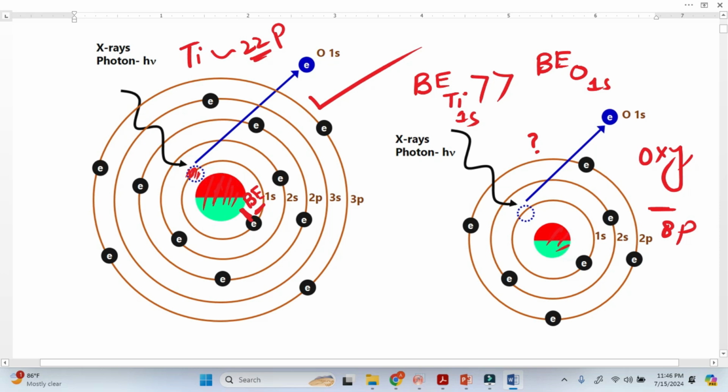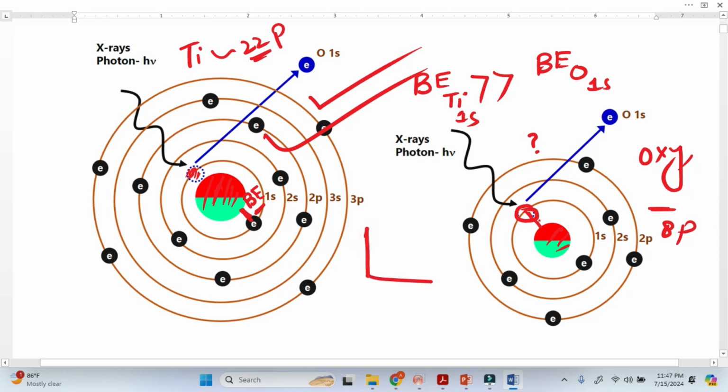the oxygen atom. So binding energy simply means how tightly these electrons are bound to the nucleus, whether the attractive force, the pulling power of this nucleus, is more or less. If it is more, we will say higher binding energy. If it is less, we will say lower binding energy.